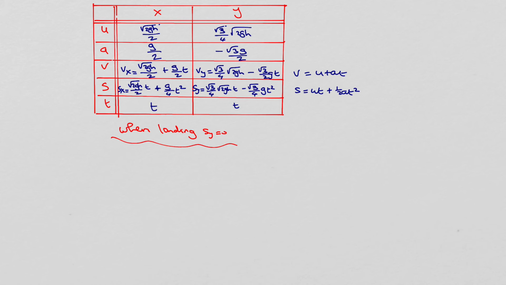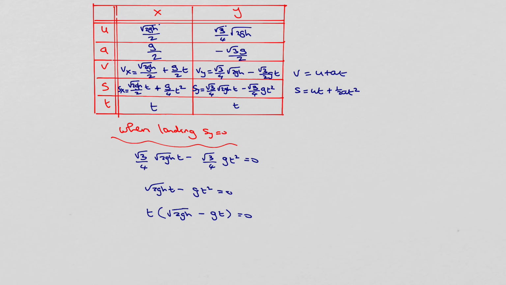So if we take our s of y equation, we have root 3 over 4 times the square root of 2gh t minus the square root of 3 over 4 gt squared. And if I multiply across by 4 there and divide across by root 3, I'm left with the square root of 2gh t minus gt squared. So taking out t as being common, I'm left with root 2gh minus gt equals 0.